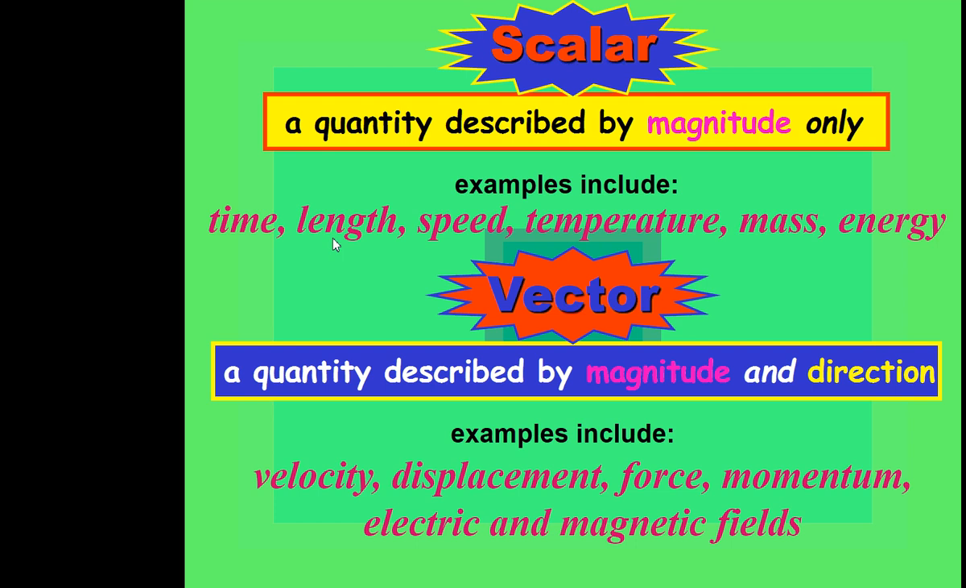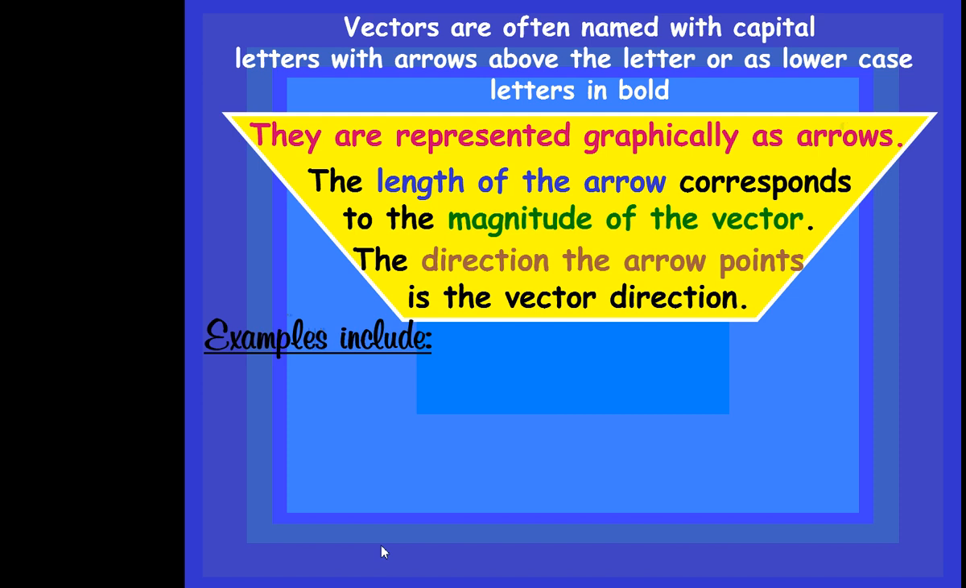Some examples are time, length, speed, temperature, mass, and energy. Whereas a vector is a quantity described by magnitude and direction. So where speed is the scalar, velocity would be the vector. Where length, or distance, is the scalar, displacement would be the vector. Force is another one, momentum, electric and magnetic fields, acceleration, and so on, are all examples of vectors because they have a size, which is described as magnitude, and a direction.